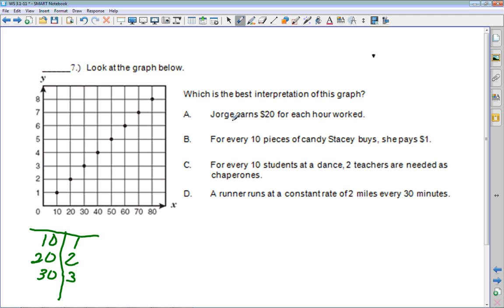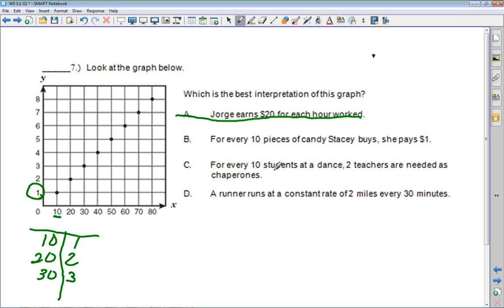It says George earns $20 for each hour he worked. Well, okay. This one says for every 10 pieces of candy, she pays $1. Okay. Oh, wait a minute. What am I saying here? George earns $20 per hour. What's happening in 1 hour? They're only getting 10, so it's not A. This one still could work because you could be getting 10 pieces of candy and she pays $1.